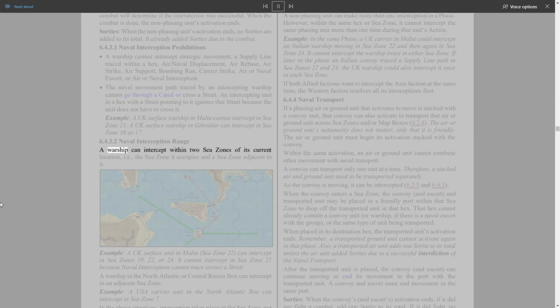6.4.3.2 Naval Interception Range. A warship can intercept within 2 sea zones of its current location, i.e., the sea zone it occupies, and a sea zone adjacent to it.